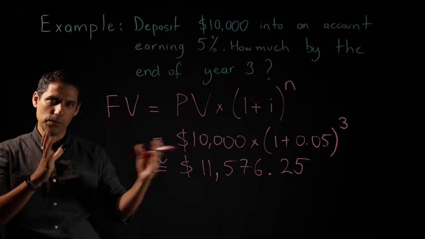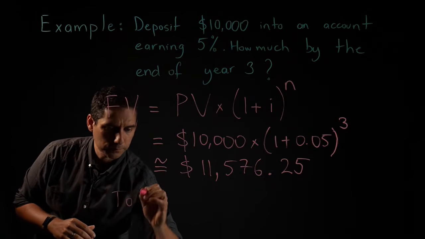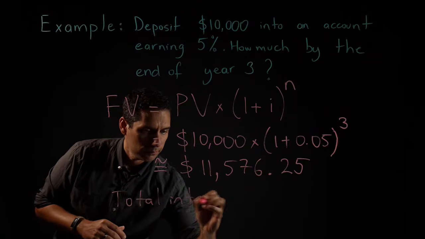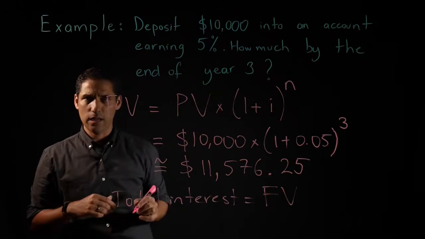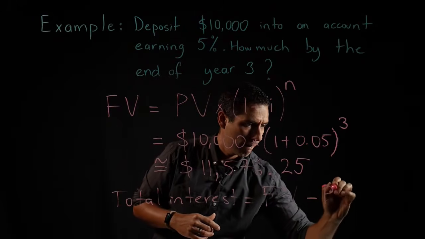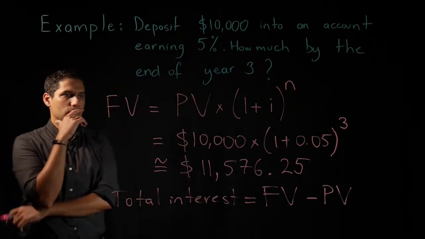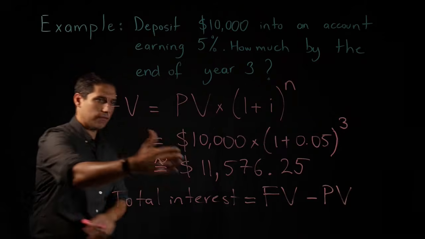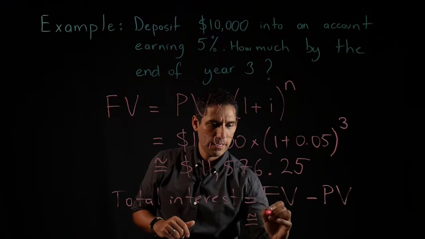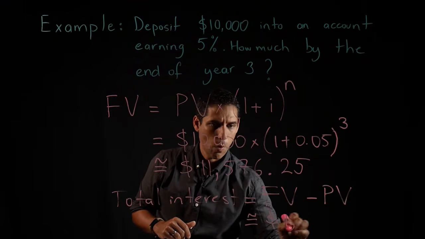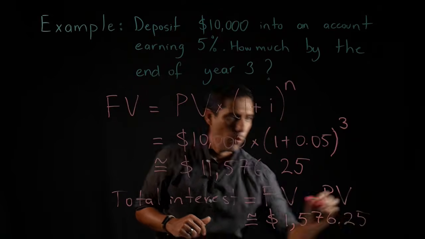In this type of simple problem, single cash flow problems, the total interest will be given by FV, how much we have in the account at the end, minus PV. All right, so that will give us the total interest. So 11,576 minus 10,000. So we have roughly, we've earned 1,576.25.